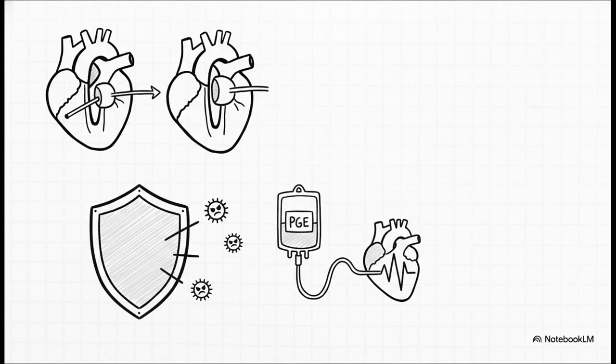Now, for the really severe cases, especially in newborns, you'll see them use a medication called prostaglandin E. This is a big one. It's a temporary fix that keeps a special blood vessel from fetal life open, creating a little detour for the blood until they can get to surgery.